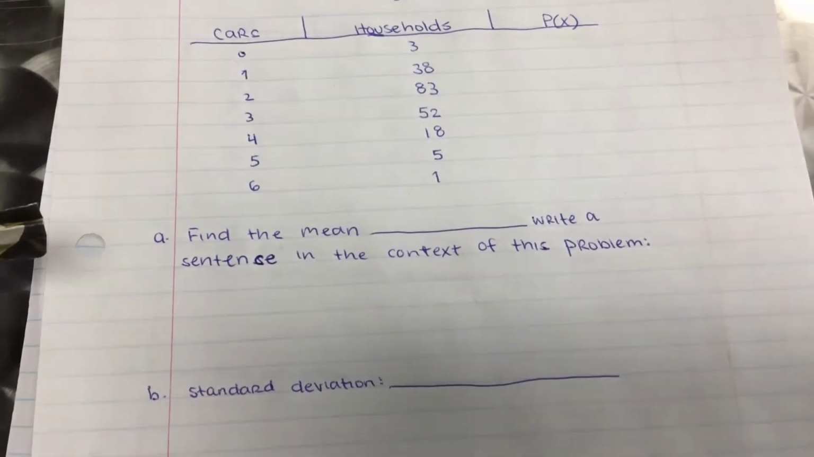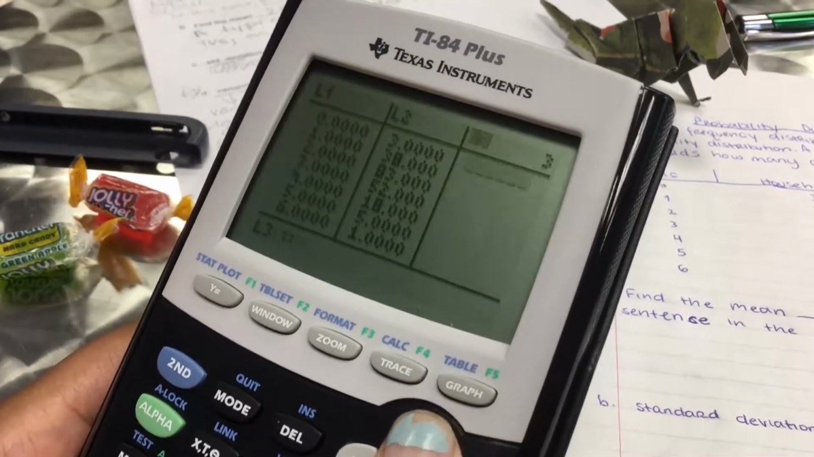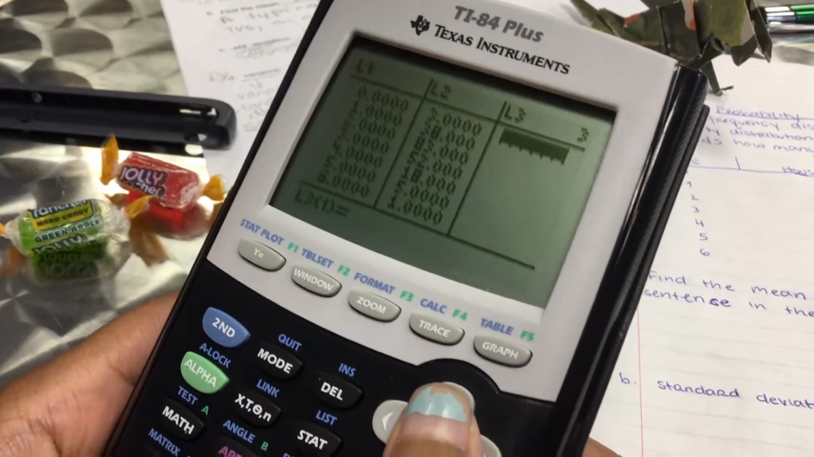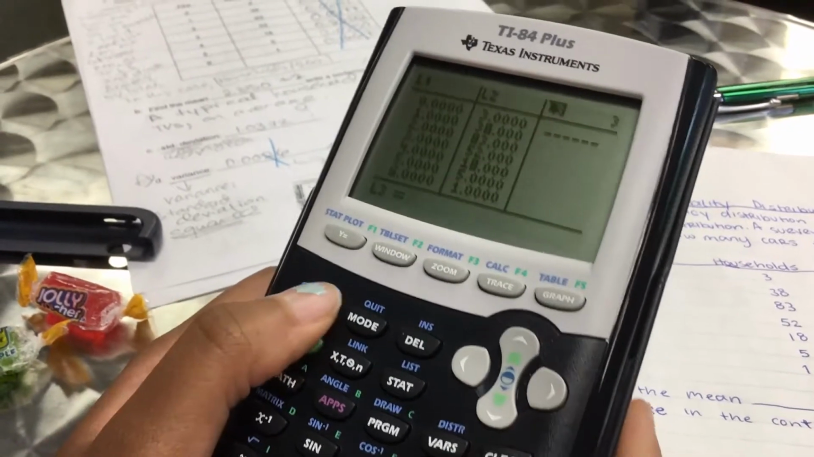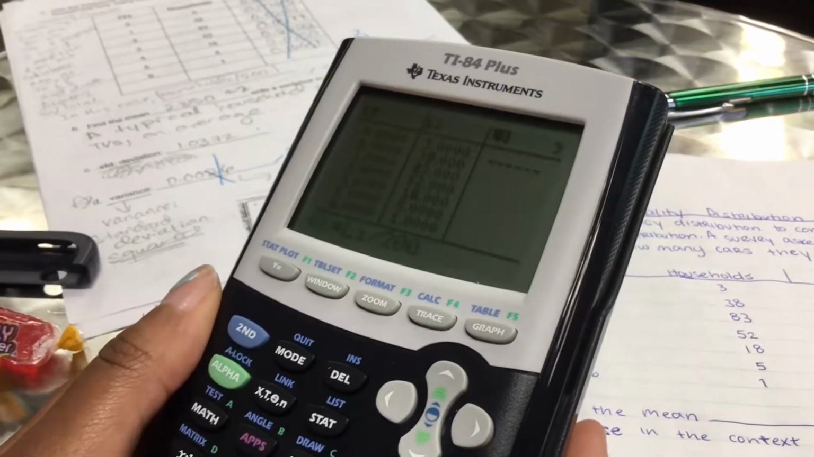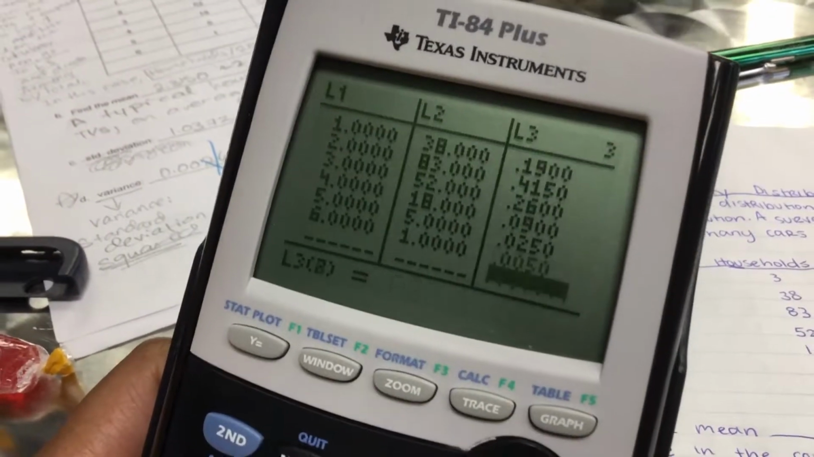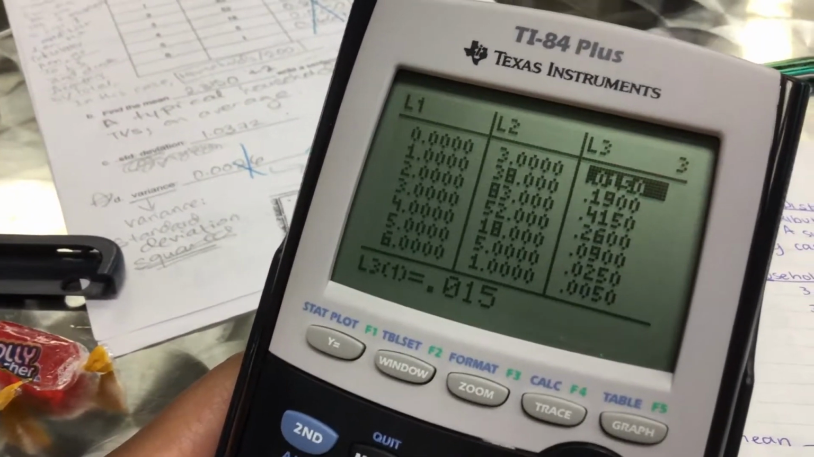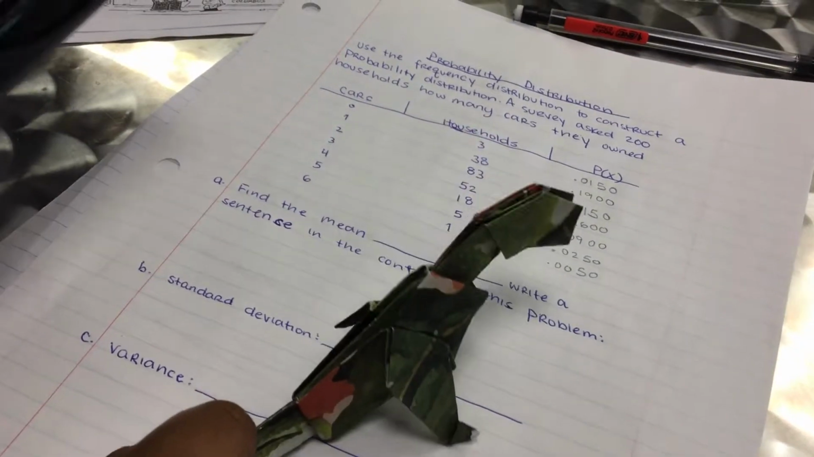The first question is asking us to find the mean and write a sentence in the context of this problem. Okay, so to find the probability, you have two households divided by 200. So you go to your list 3 and you hit enter, and go to second 2, which is list 2, it inputs list 2, and you divide it by 200. Once you do that, it gives you the probabilities that a certain household owns X amount of cars. Yes. Cool. So here we have written all of the possibilities from the calculator.